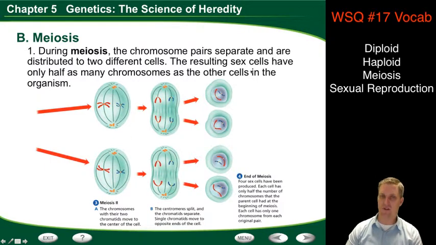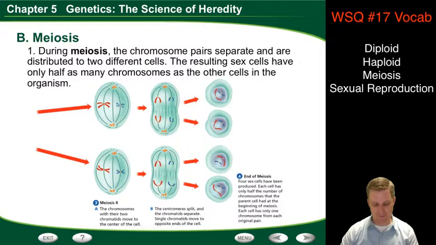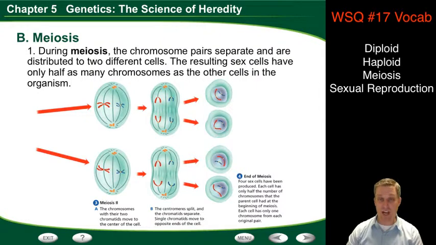So during meiosis, the biggest thing is those chromosome pairs separate and are distributed to different cells. Those sex cells have half as many of the chromosomes as the other cells in the organism. Now, interestingly enough, this process of meiosis is how those gametes form and how we have such variety in the organisms that can be produced through sexual reproduction, because each of these cells can be vastly different based upon the way that the chromosomes have been divided.